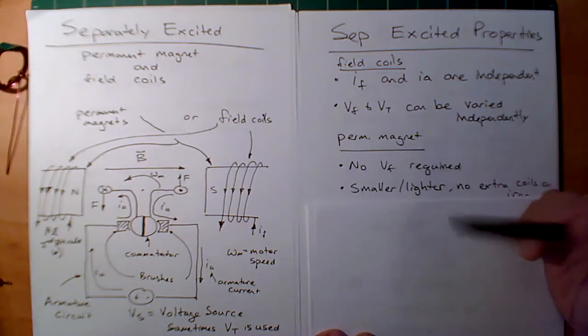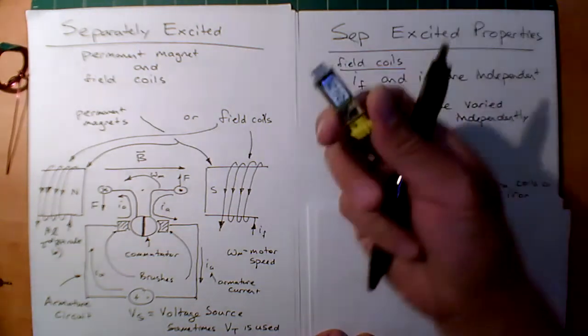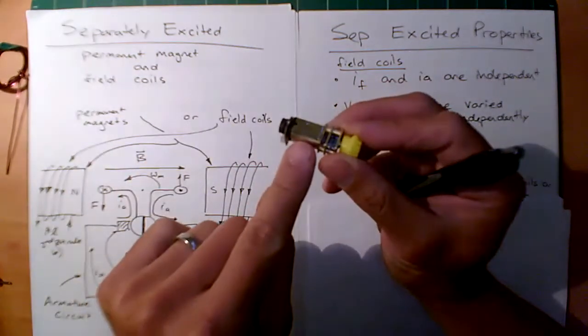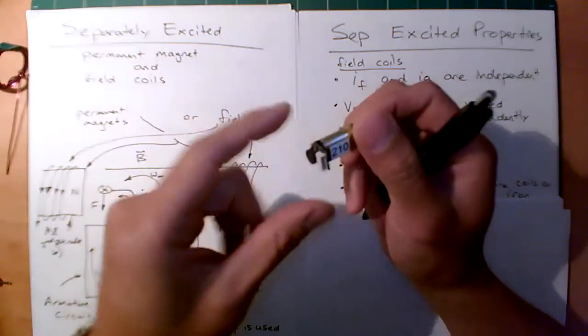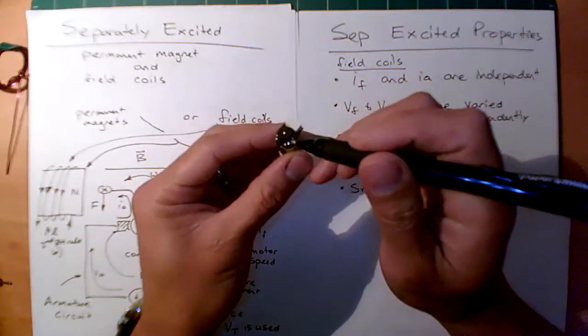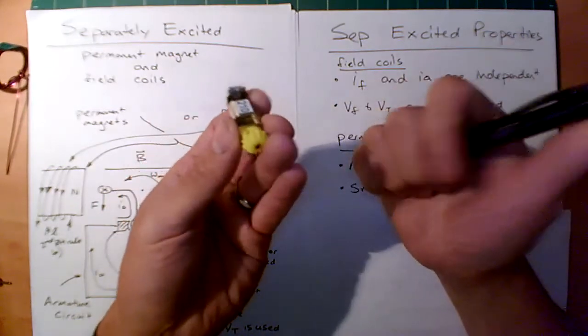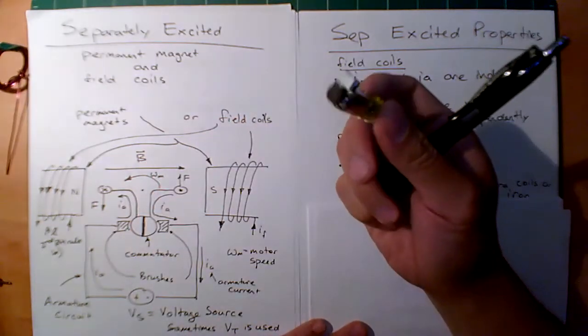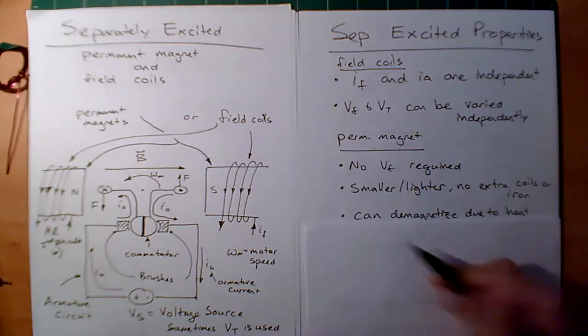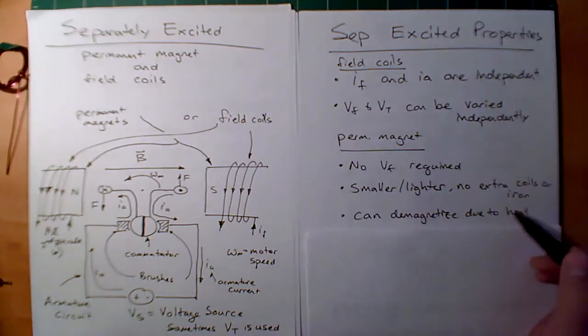The permanent magnet can be small and light. Here's a cute little motor that is a DC motor, and there's two little baby permanent magnets in here. And the two terminals, you can't see it here, but there's one there and one there. This is a permanent magnet DC motor, okay? So lighter, smaller, as you saw, no extra coils or iron.